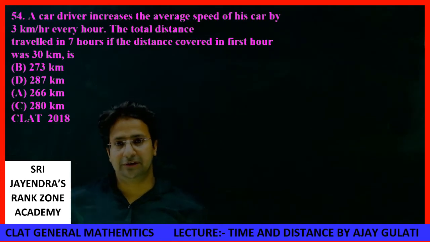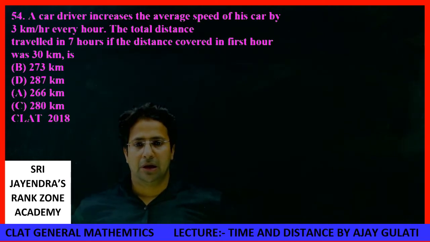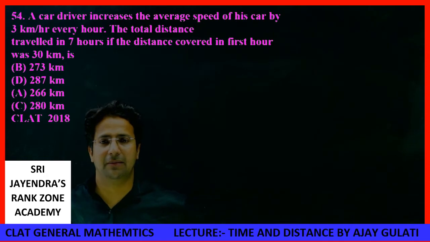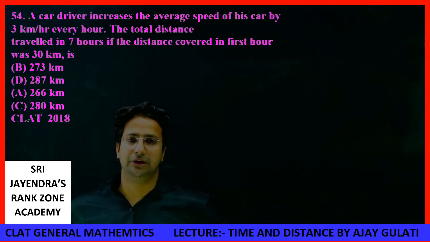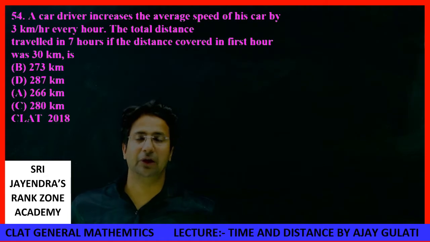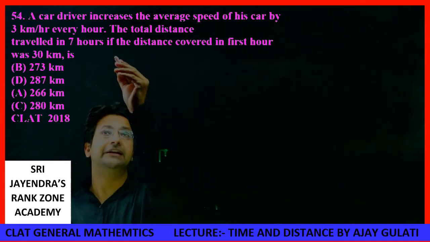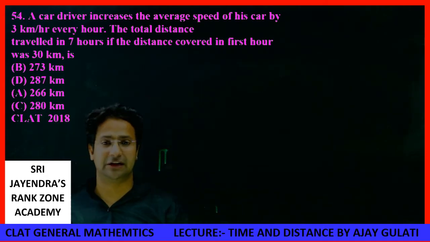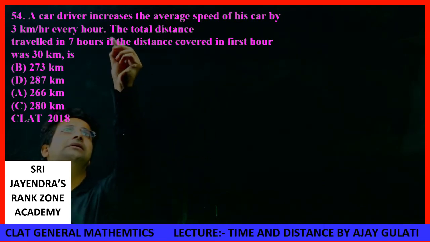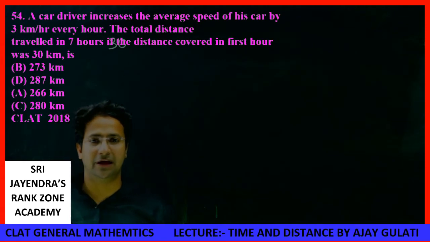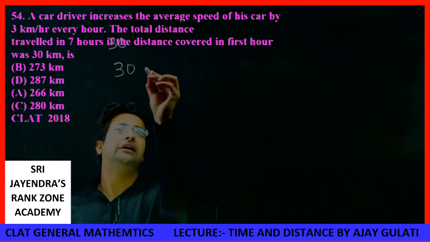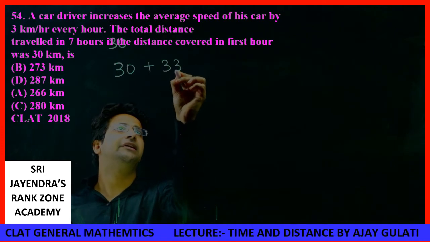Next question, dear students. A car driver increases the average speed of his car by 3 km per hour. The total distance traveled in 7 hours if the distance covered in the first hour was 30 km. See, we are told that in the first hour the distance covered is 30 km. Okay, students. This is 30 kilometers in the first hour. In the next hour it is 33.